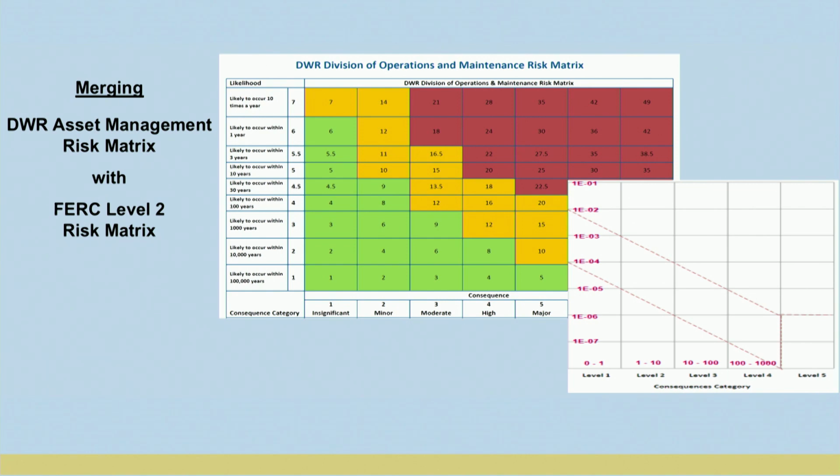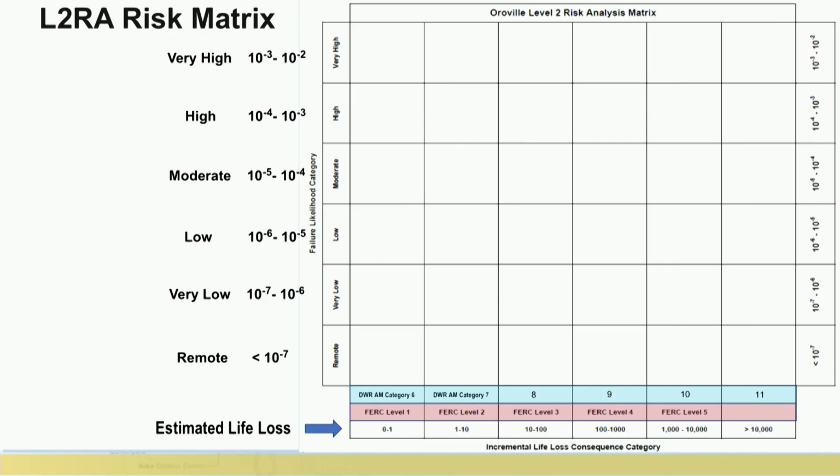The DWR's asset management risk matrix, that's the color-coded one in green, yellow, and red here. And that was developed generally for smaller components on the State Water Project. But for Oroville, the highest dam in the United States, we've had to extend the matrix just because the potential consequences are much greater than a typical component in the State Water Project. And so this is the risk matrix that is being used for level 2 for Oroville. It starts with a potential life loss from 0 all the way up to greater than 10,000 and considers likelihoods all from 1 in 100 annual probability to 1 in 10 million.